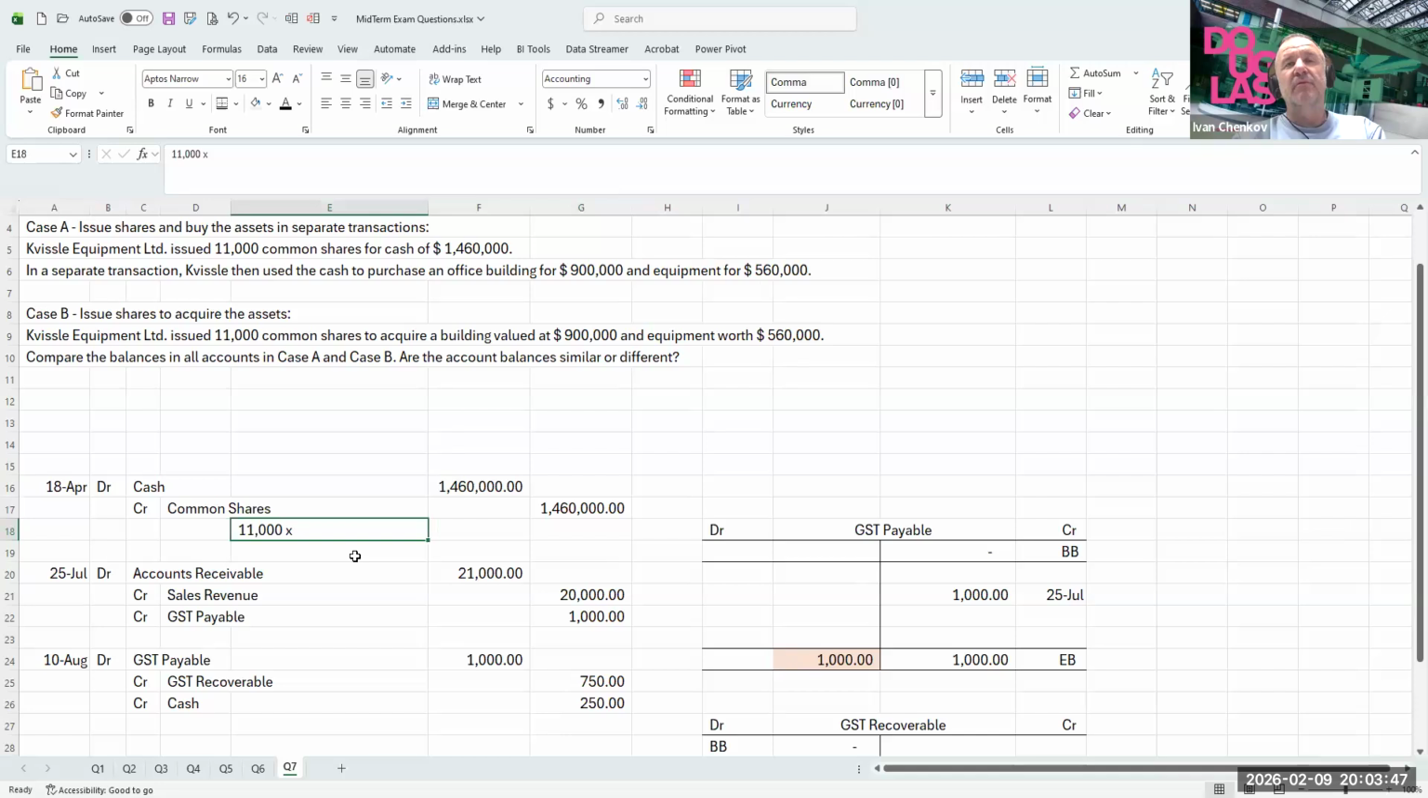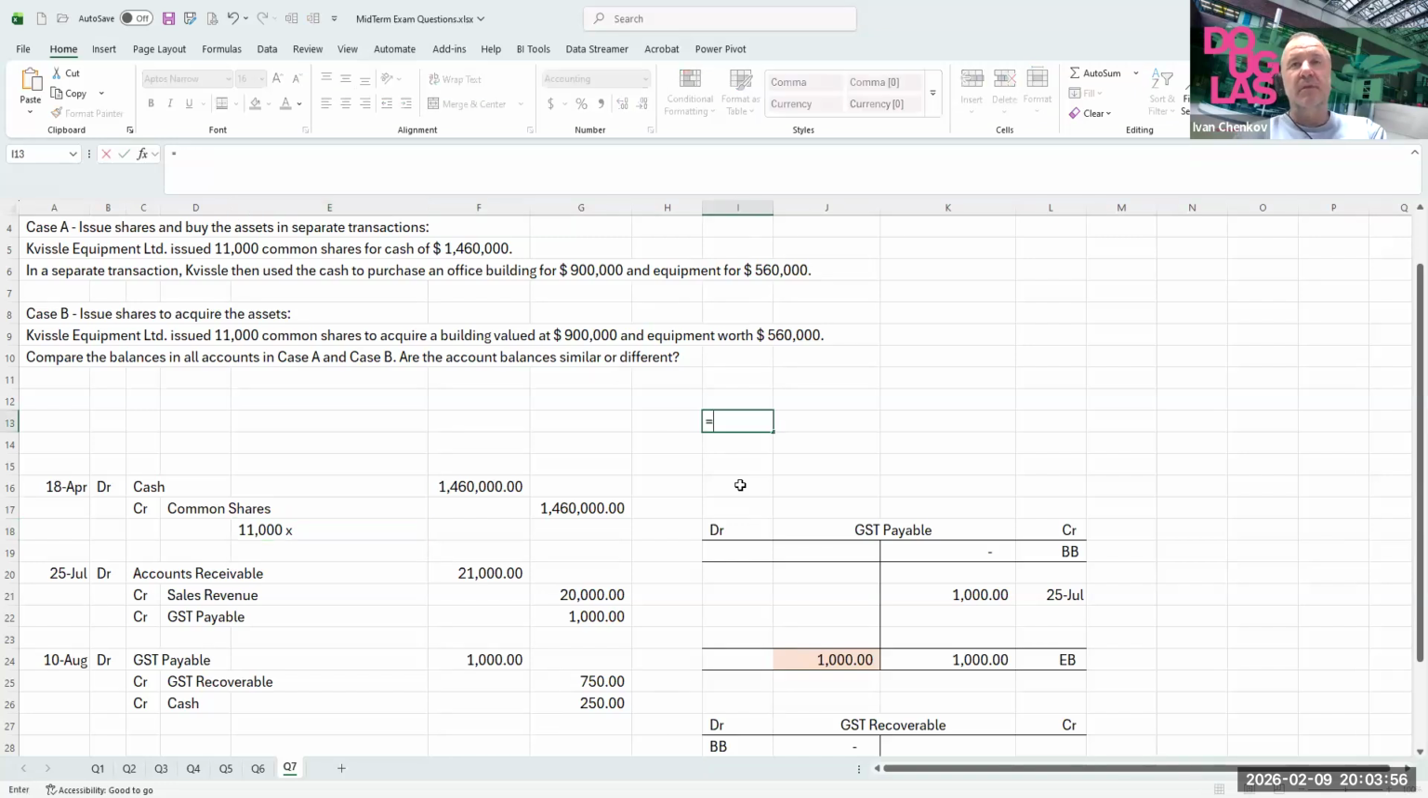So how much will be the book value per share? We can easily calculate it. It's going to be this one divided by the 11,000. 132.73 is the book value, 132.73. Does that make sense? It should be. Okay, let's not question it. Let's move on. Next one.